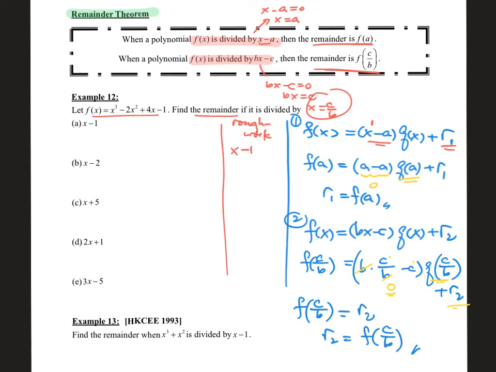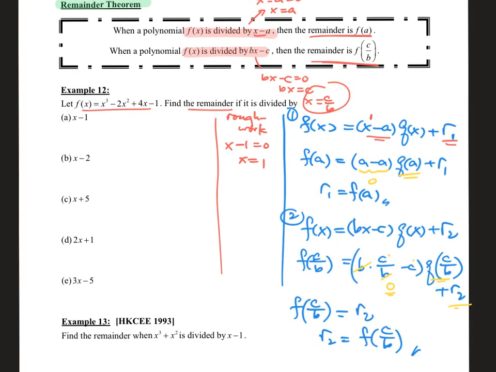Okay, x minus 1, that means you think of x minus 1 equal to 0, that means you choose x equal to 1. B and C are too easy, so let me demonstrate part D. 2x plus 1 equals 0, x is minus 1 over 2, while E will be 3x minus 5 equals 0, that means x is 5 over 3. These are some rough work you have to do beforehand when you want to find the remainder.